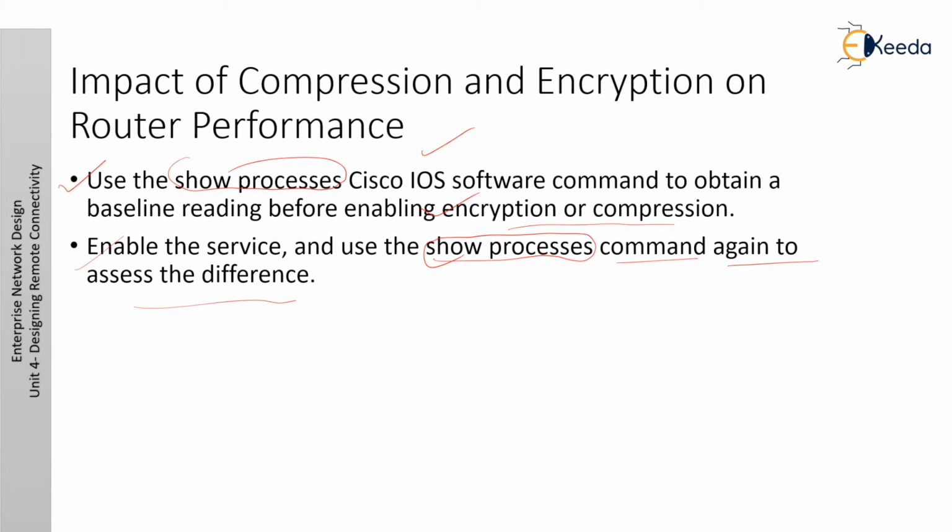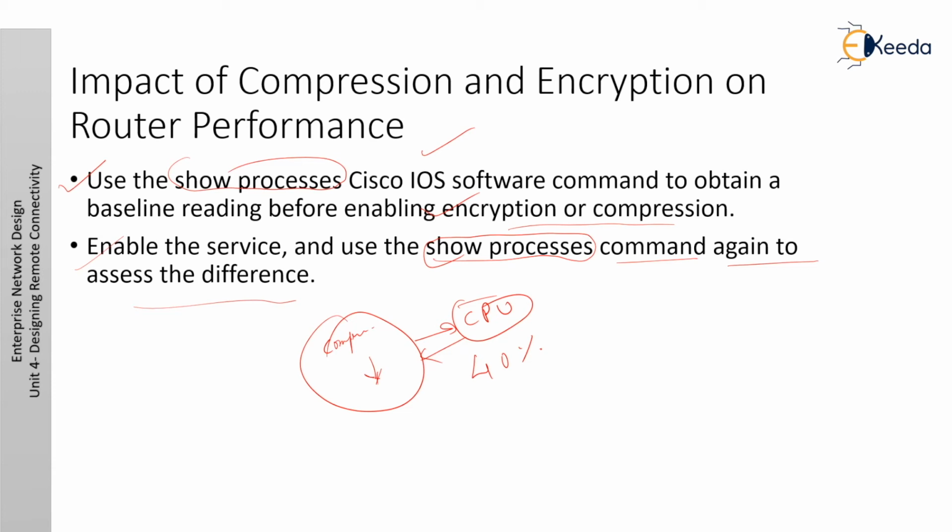Because compression requires some processing to decompress the data, this will automatically use the CPU. It requires CPU, so CPU overhead increases. Therefore, it is recommended that if the router CPU load exceeds 40%, you disable the compression if encryption is enabled.